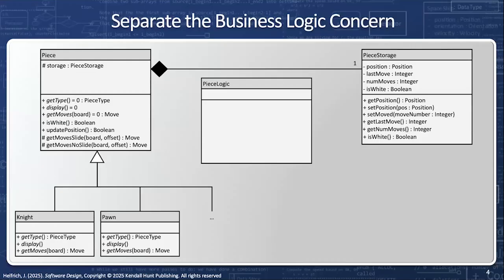Okay, now that I created my piece logic class, I want to give a piece storage that's going to link to it. And its link is going to be association, but that association is going to be composition, and there's going to be exactly one. Let's do that change.